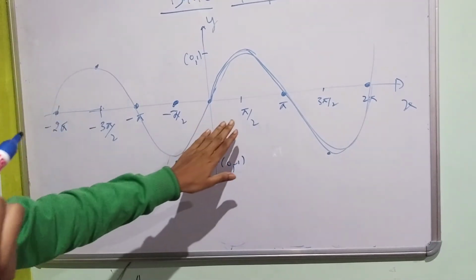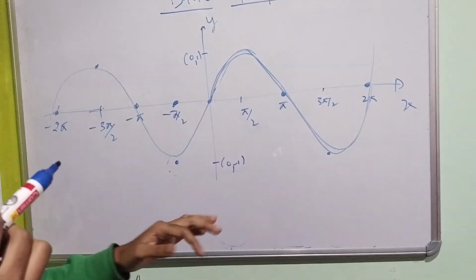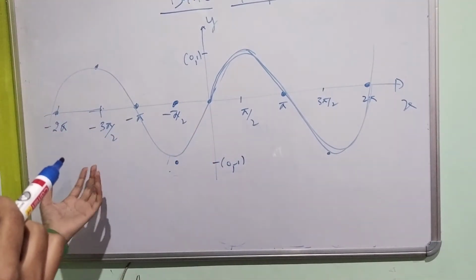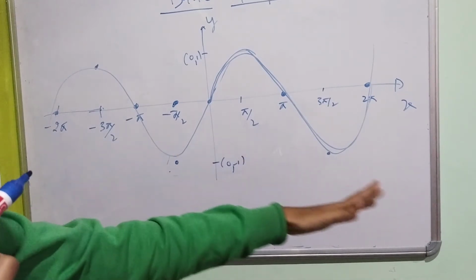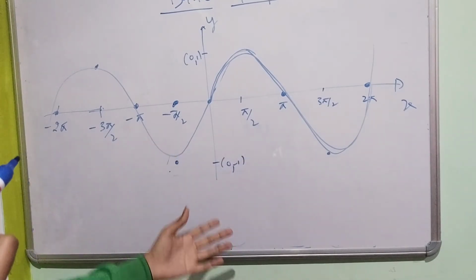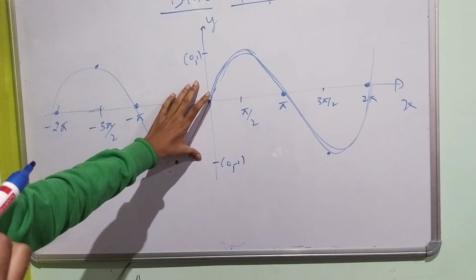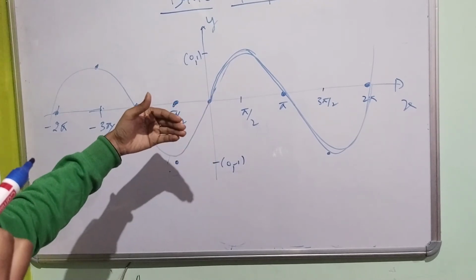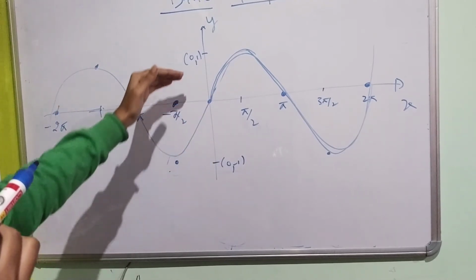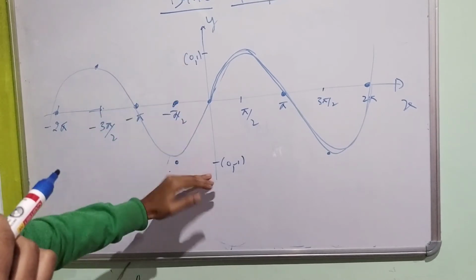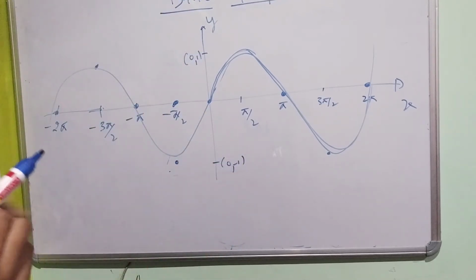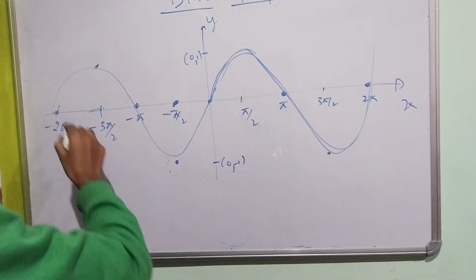So from here you can see the domain is R. Domain means all the values of x included while drawing the graph. So all the values of x are included, so the domain of this function is R. Whatever the value on the y axis comes, that is the range. So the range we can see is from minus 1 to 1. It is not going above 1 and it is not coming below minus 1.